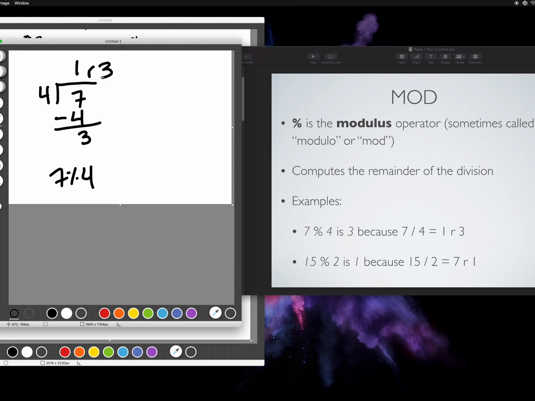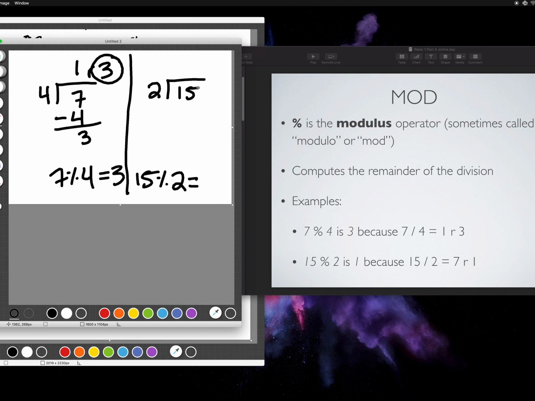So when you're doing mods, you do this division like you normally would with long division, but the result is just whatever that remainder is. So 7 mod 4 is going to be 3. Let's do the other one, 15 mod 2. Same sort of idea, do the long division first. We're trying to see how many times 2 goes into 15. 2 goes into 15 7 times, right?